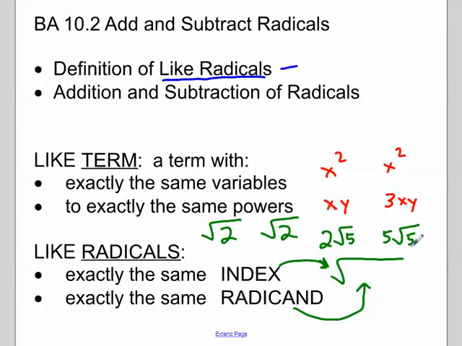2 square root of 5 and 5 square root of 5 are like radicals because, as far as the radicals go, they have the same index and the same radicand. So these would be like radicals, and these could be added up or subtracted. These are like terms, could be added up or subtracted, because they've got the same variable and the same power. So there's the idea of like radicals. We've got to have the same index and the same radicand.